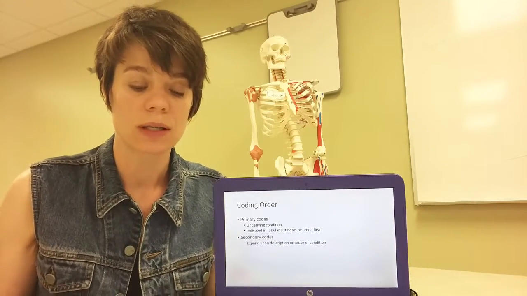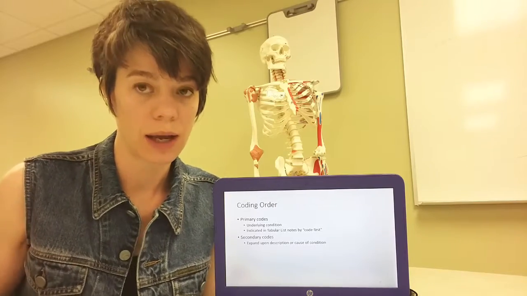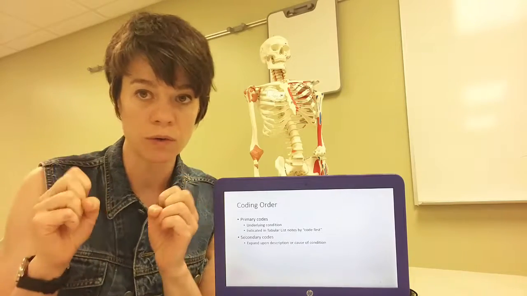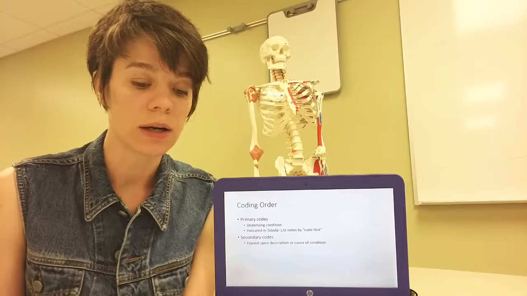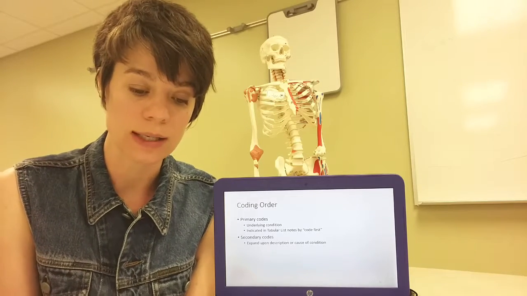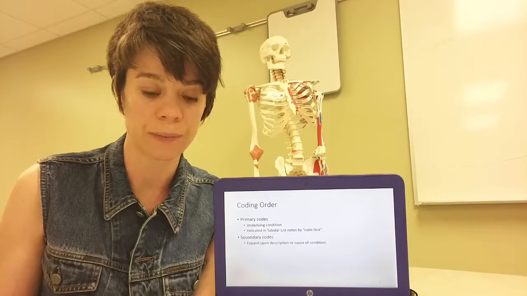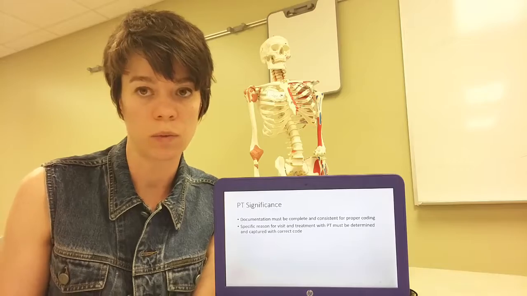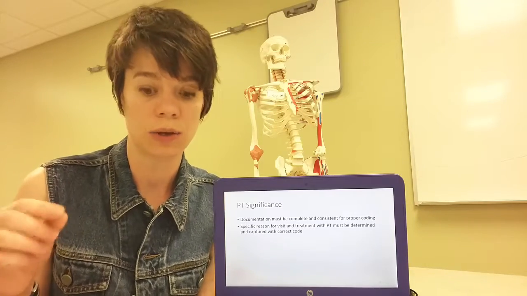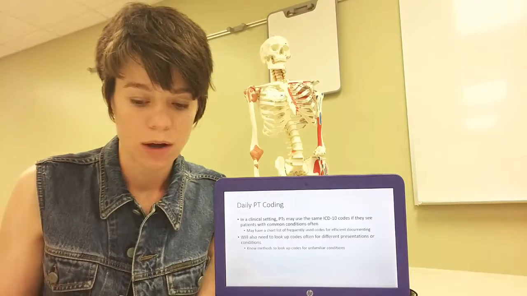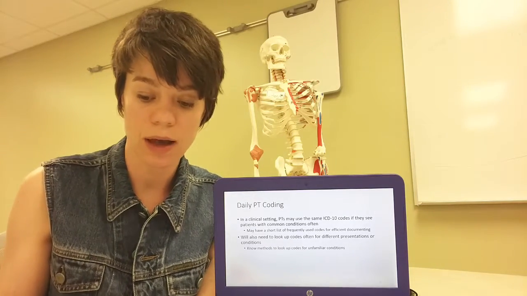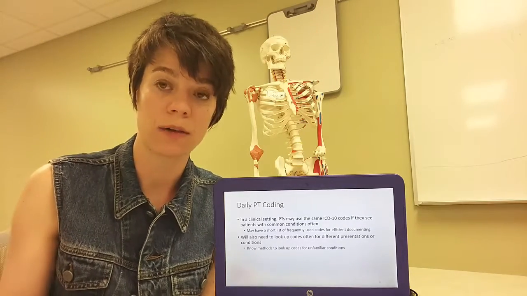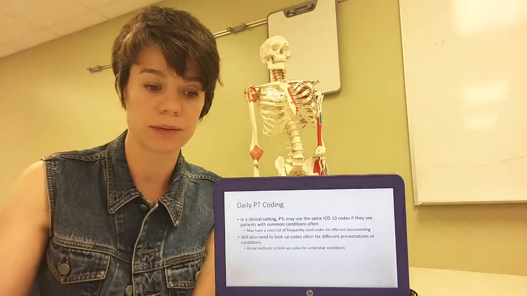The primary diagnosis or first listed code is the underlying condition. This can be indicated in the tabular list. It will say code first in the instructions. Secondary codes expand upon the description or cause, and they're listed second in your documentation. For PTs, be sure your documentation is complete with a specific reason for encounter, and then you capture this with your G code. PTs may have an abbreviated list of commonly used codes for their setting, but they should be familiar with the method of finding codes to cover the entire range of patients.